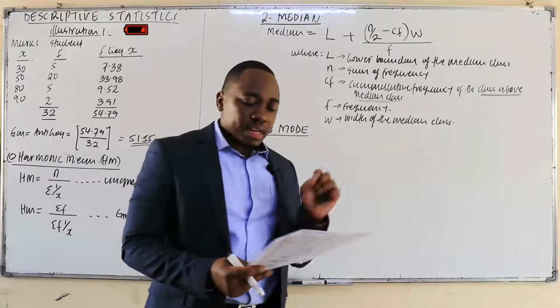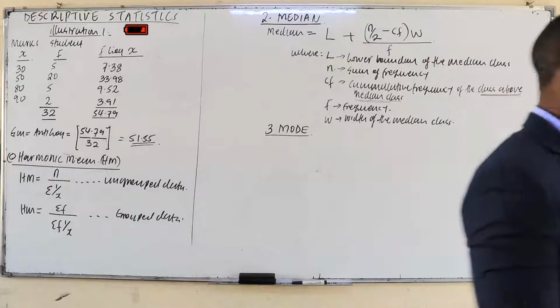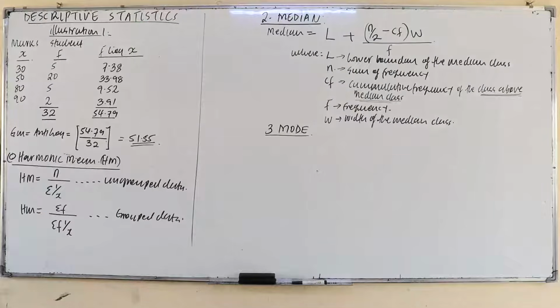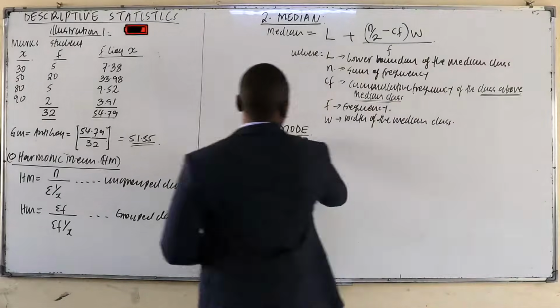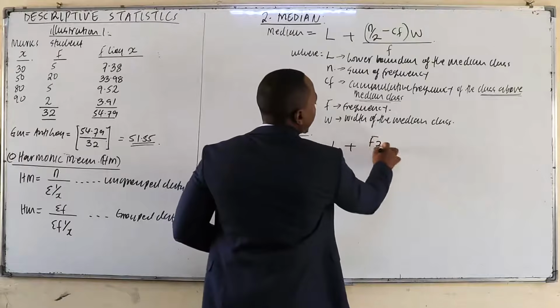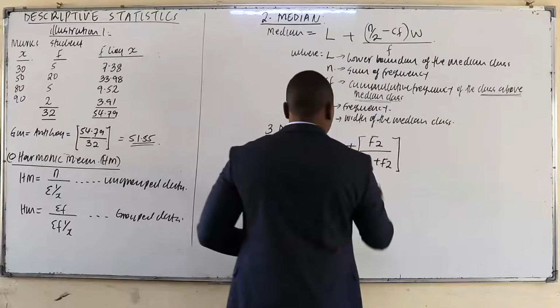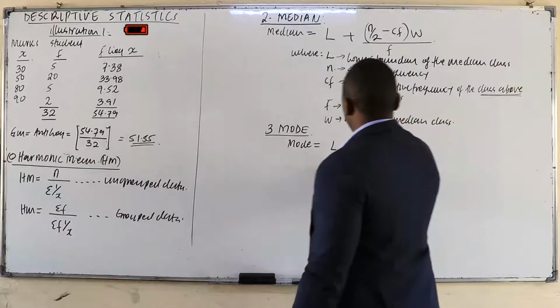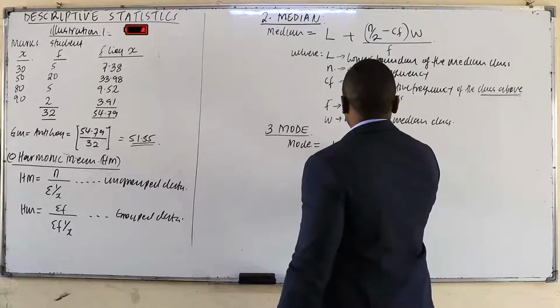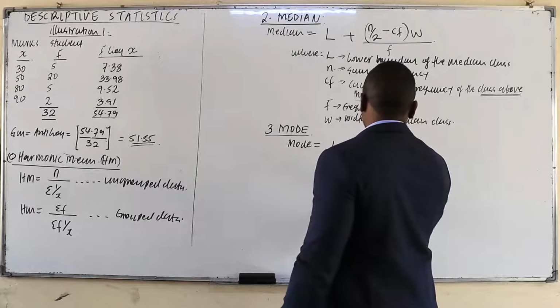Now, when the data is ungrouped, mode is identified by inspection. You just inspect. And when the data is grouped, the mode can be obtained using a histogram or a formula. And how do we determine the mode? Mode, you take L plus F2 over F1 plus F2, all of it multiplied by the width, where, what is L, what is F1, what is F2.